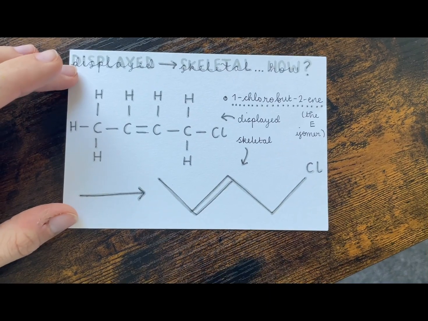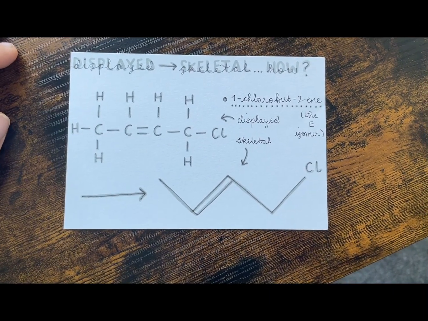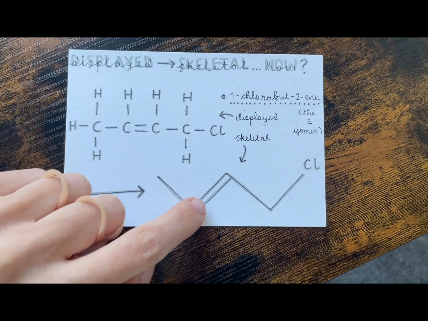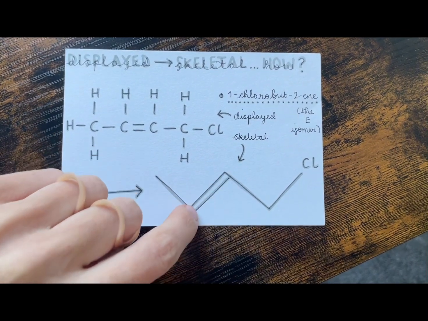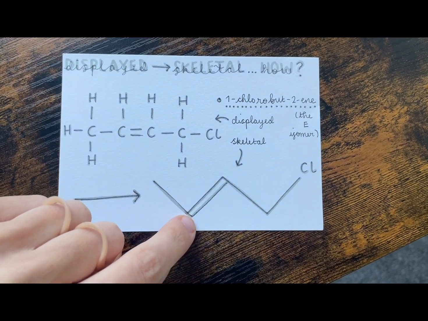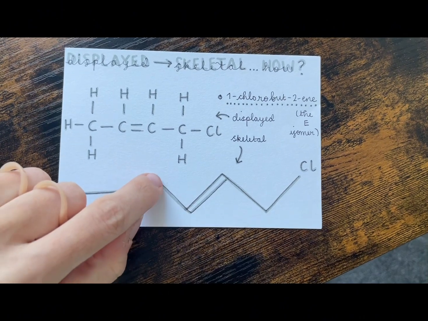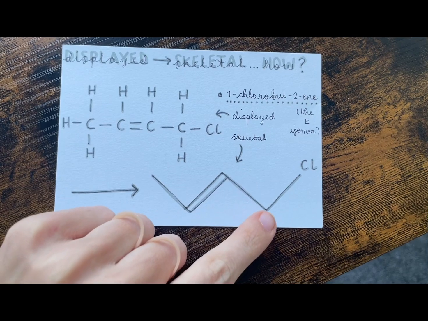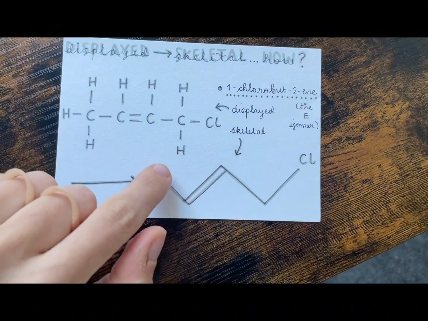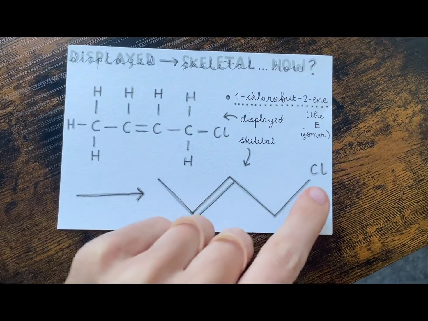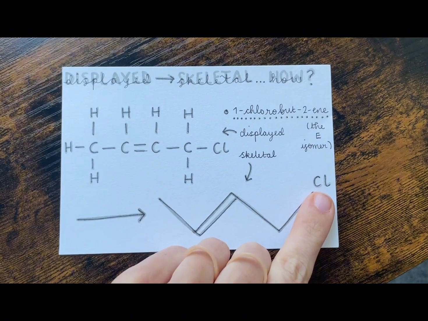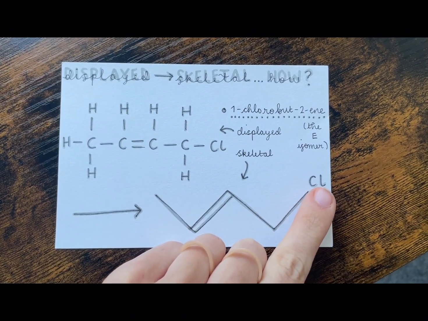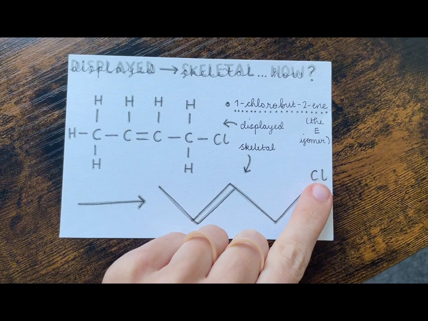To show the double bond, I've done exactly like I would in a displayed formula, and rather than having one line between my 2 points, I've put 2 lines to represent the double bond. So this is carbon 1, 2, 3, 4, or as you would name it, carbon 1, 2, 3, 4. There's my double bond, and there's my halogen, and that needs to be shown because that is not a hydrogen atom. So that is drawn as normal.